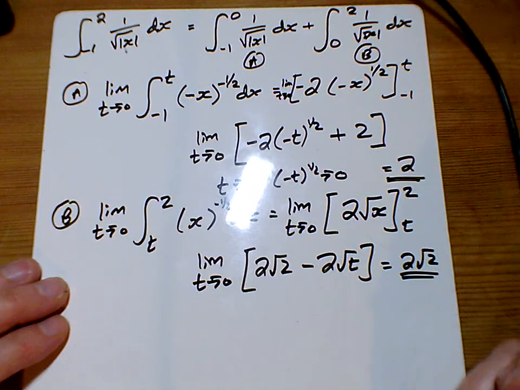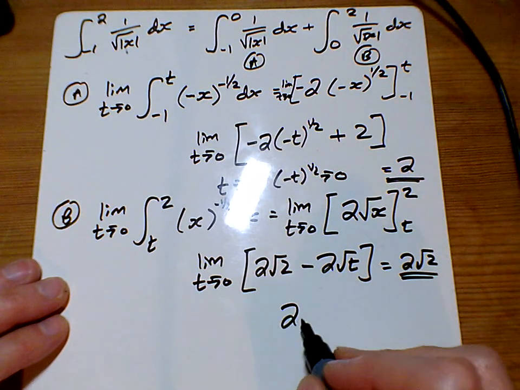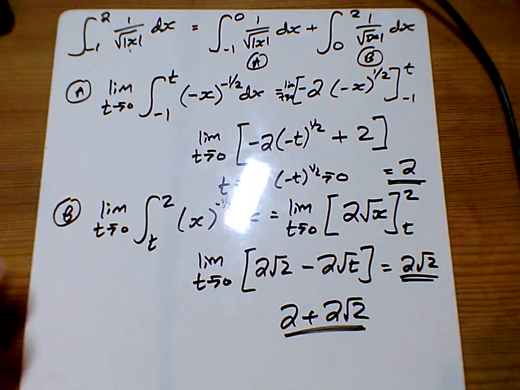The grand total for the two bits is the first bit 2 plus the second bit 2 root 2. Because they both converge, we have an answer: 2 plus 2 root 2.